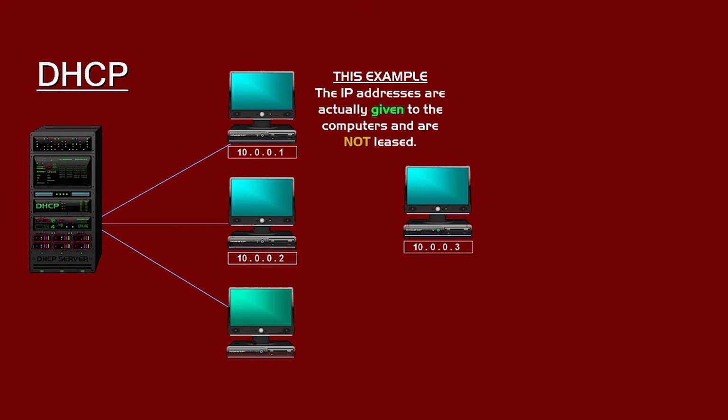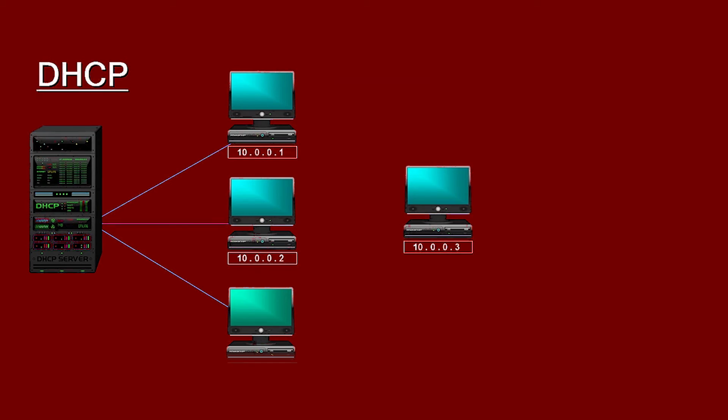Because if the IP addresses are leased, then this will tell the DHCP server which IP addresses are still being used and which ones are not being used. So in this example, the IP addresses are leased. So after a certain period of time during the lease, the computers will send a signal to the DHCP server asking the server to renew its lease of the IP address.